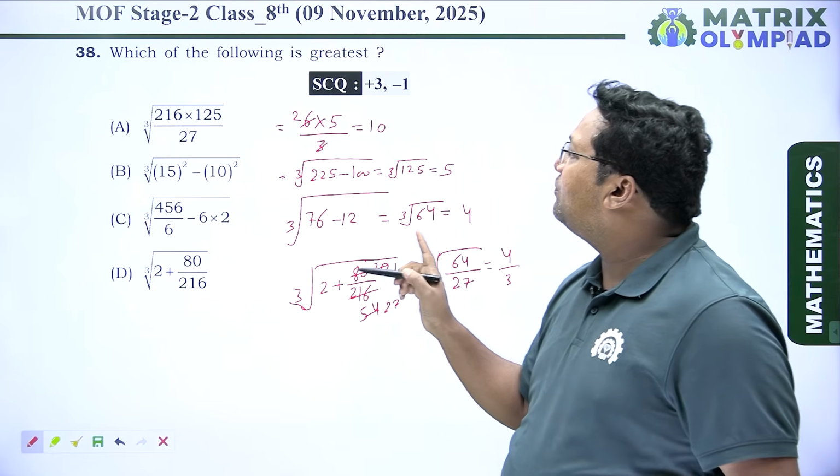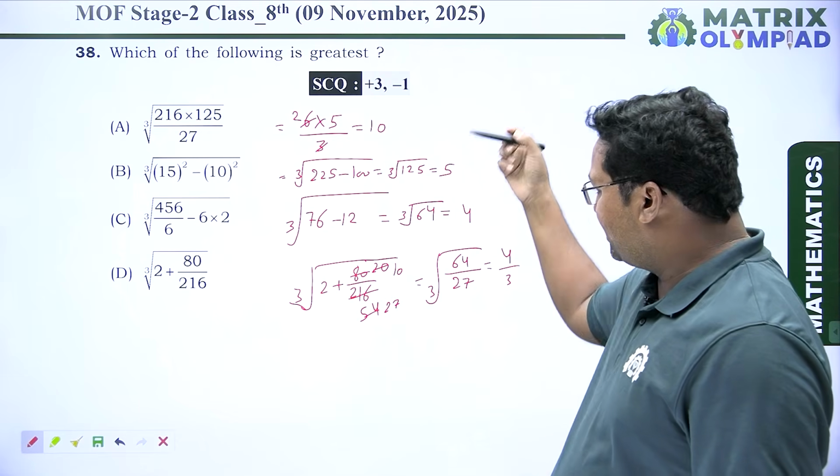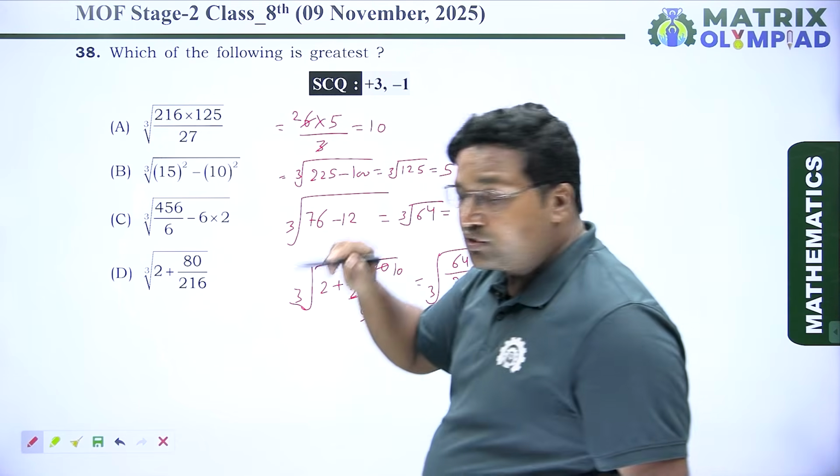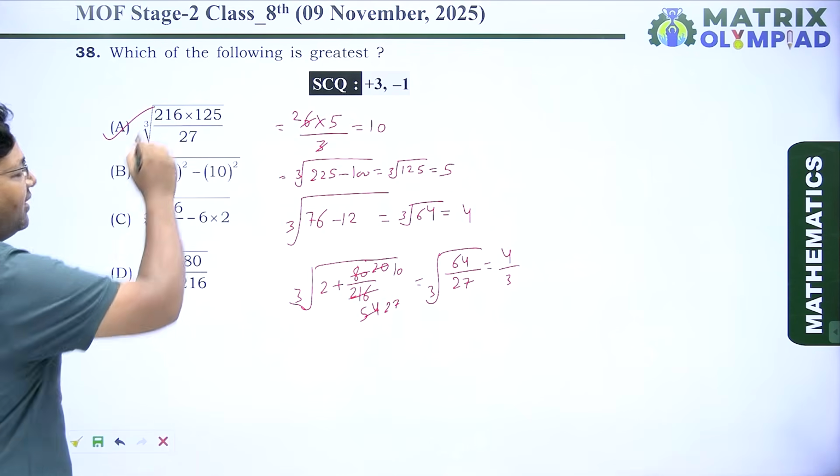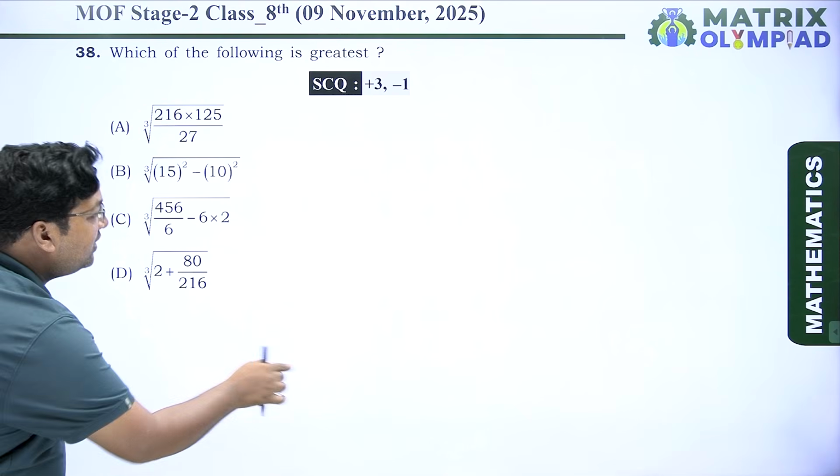And I have to tell which one is the greatest. So here you can see the greatest number is the first one. So our answer is option A. Now coming to the next question.